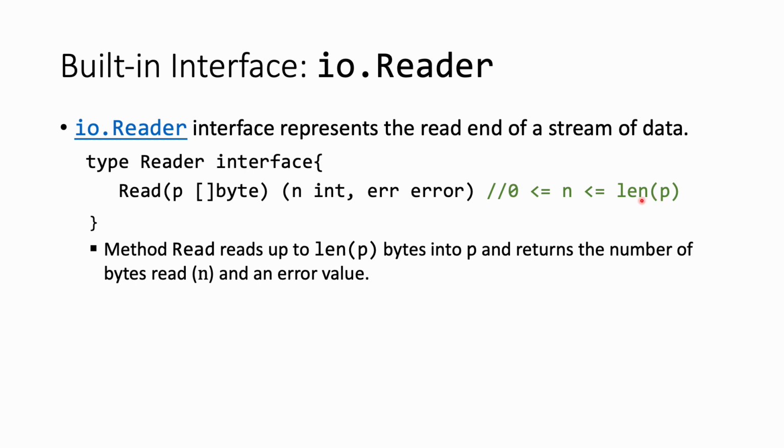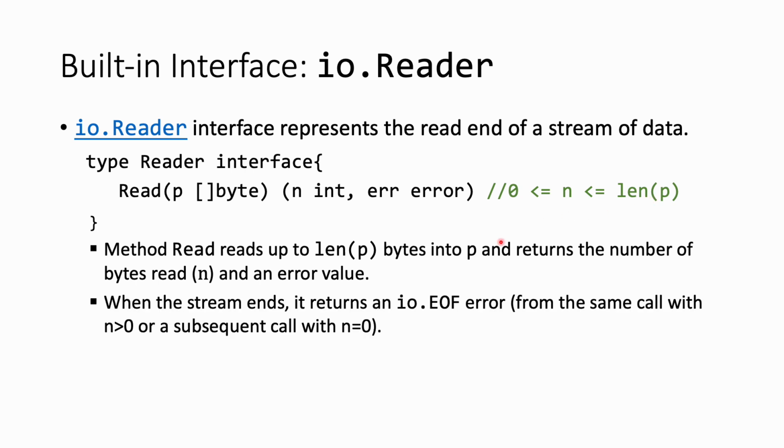The number n of bytes read must be between 0 and length of p. Even if method Read returns n less than length of p, it may use all of p as scratch space during the call. If some data is available but not length of p bytes, method Read conventionally returns what is available instead of waiting for more.